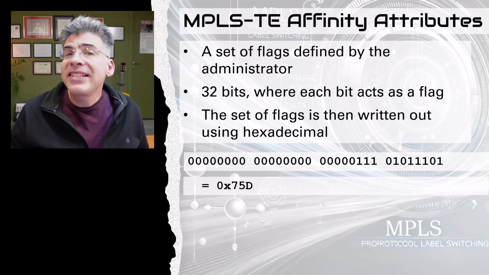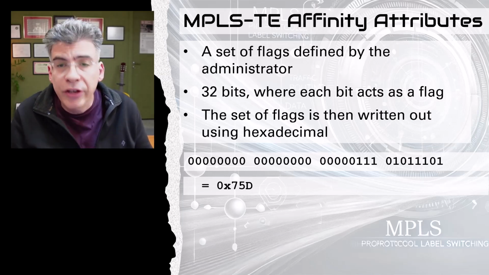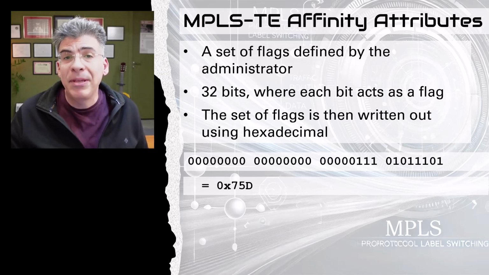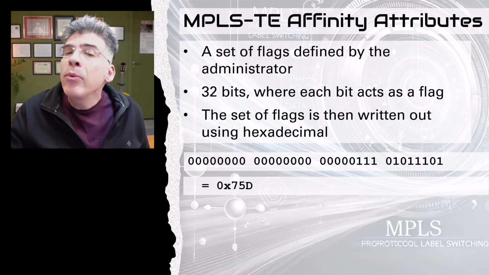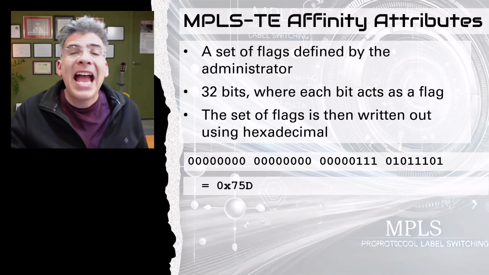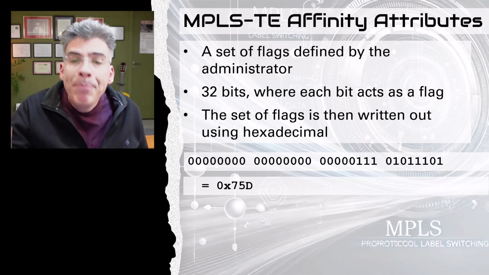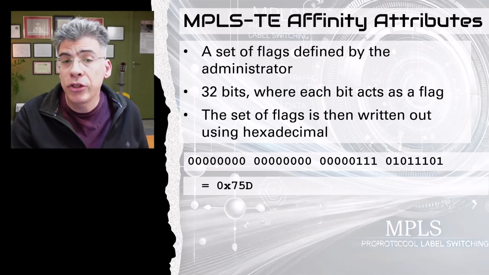Now I want to stress here, although affinity attributes seem to simply be a 32-bit number, like an IPv4 address, this is not the case. This is not how we interpret affinity attributes. They are strictly interpreted as flags, where each bit represents something that you've defined. You'll see what I mean shortly.